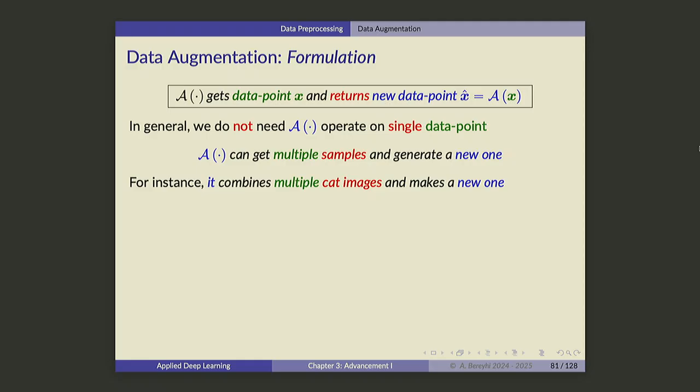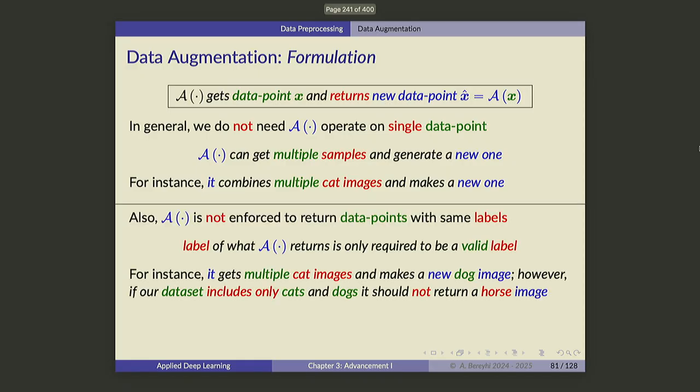So you don't really need A to operate on a single sample. You can get A, and it operates on all the data set that you have. It's going to look at all the data set and generate you one new cat image. It even does not need to really give you a cat image. Maybe you give it 5 cat images, and it can magically generate you one dog image. If it can do it, it's still okay.